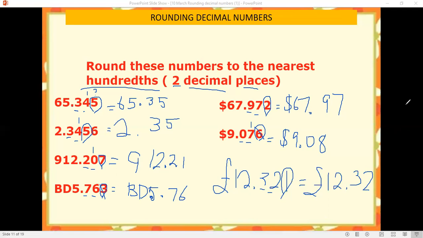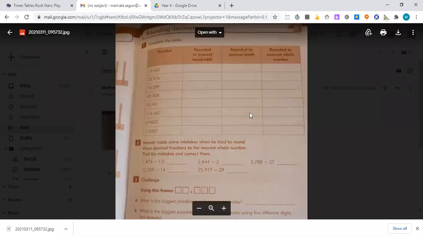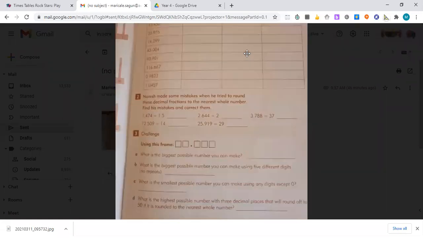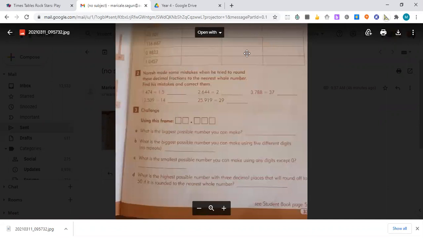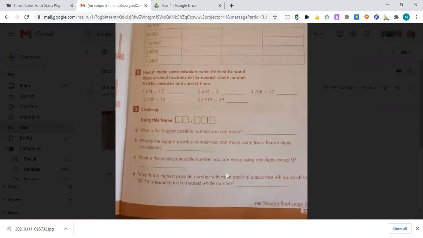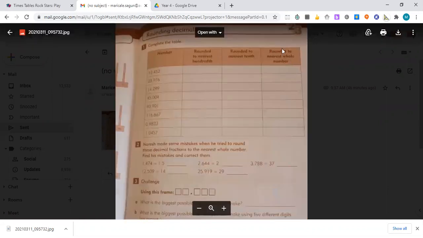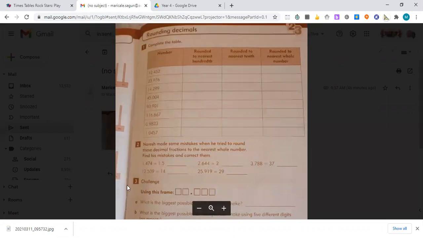Now, the next thing I'm going to ask you to do is bring out your workbook, please. I need you to answer page 33. Yesterday we already answered rounding to the nearest whole number. To those who did not answer rounding to the nearest whole number, I want you to answer question 1 as well as question 2. If you want to challenge yourself, you can answer question 3.